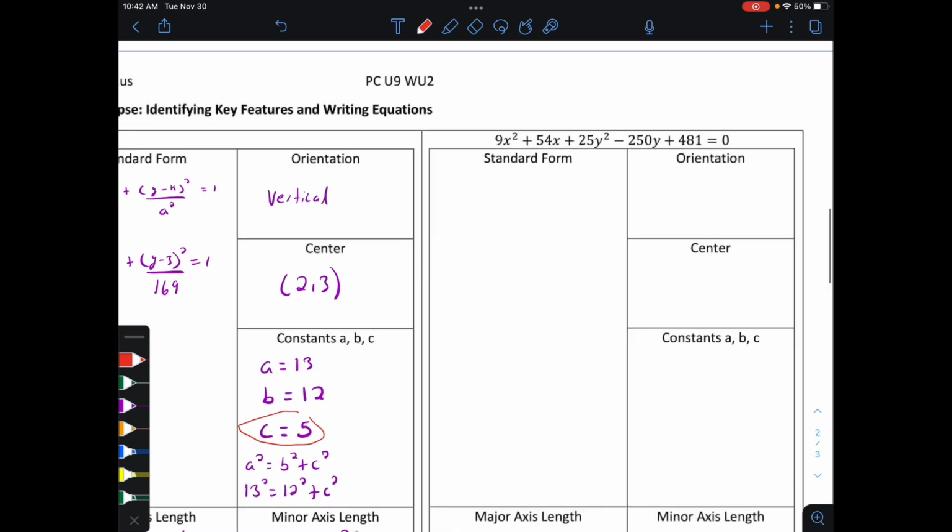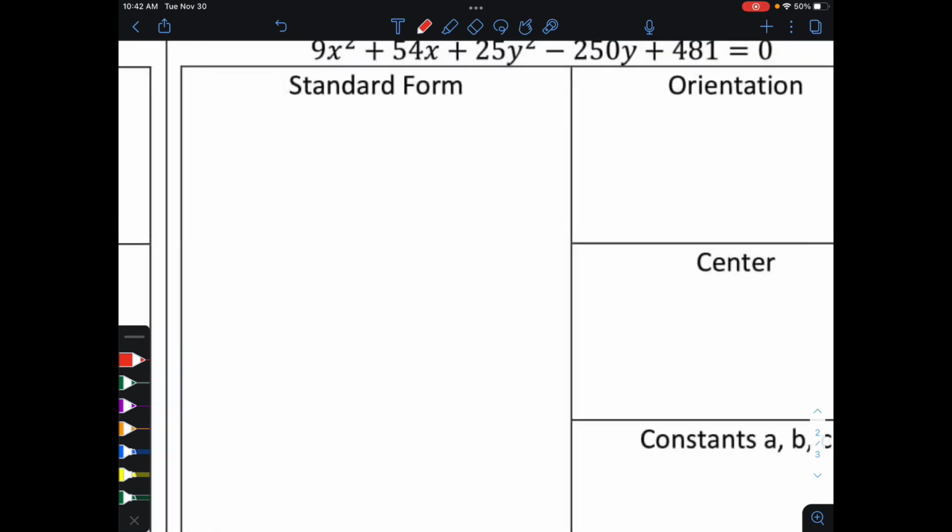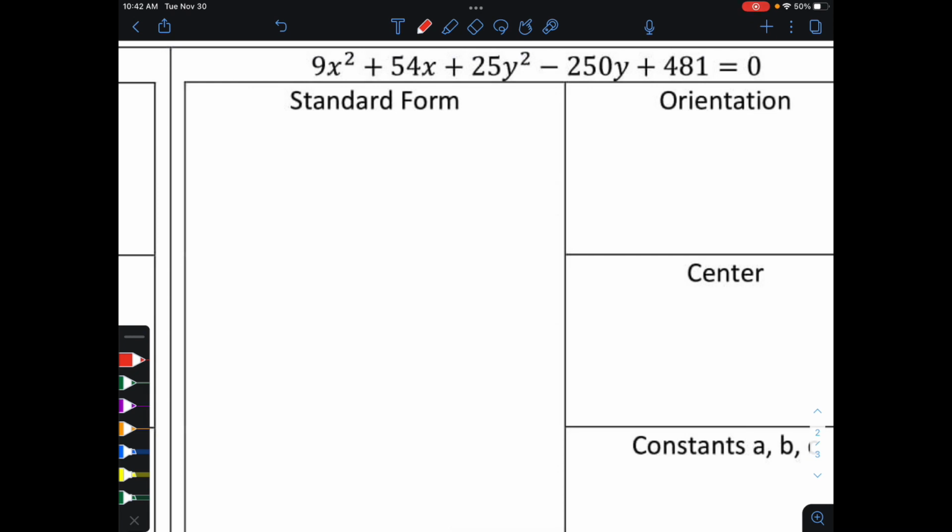Now we go look here at the second one. The second one, we're given a big gnarly equation here, and we want to write this thing in standard form. So I have to go through the process of completing the square, which at times can be awful. So everything here is on the same side. So I'm going to keep my x's and my y's on one side. I'm going to move this constant to the other, and I'm going to start there. So I got 9x squared plus 54x plus 25y squared minus 250y is equal to -481.